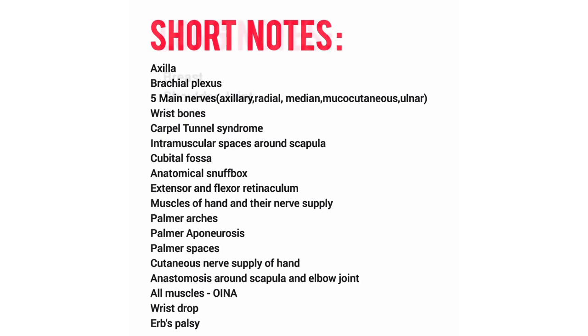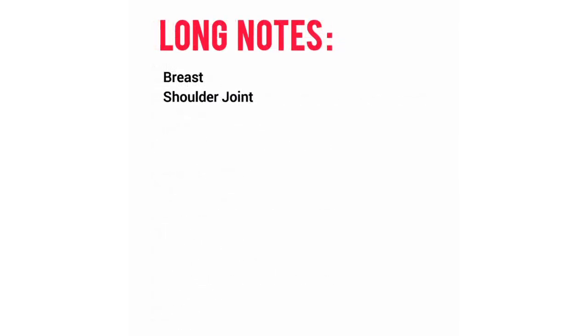Let's move on to the topics important from the long notes point of view. These are breast and shoulder joint. So, in breast, what all can be written in long notes are the location or situation and the extent of the breast, and what are the structures related deep to it. Then, the internal structure of the breast, like the skin, the parenchyma, the stroma, are important. The blood supply and nerve supply need to be mentioned along with the diagram of the breast with the internal structures.